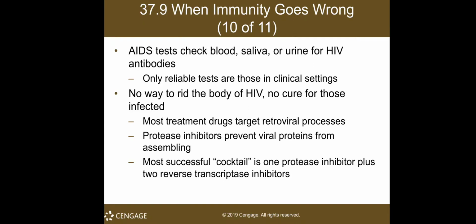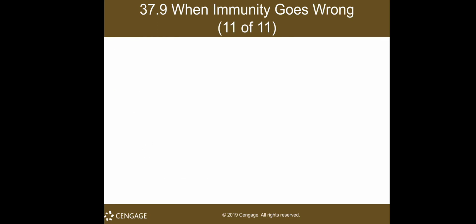Most treatment drugs target the retroviral process of multiplying inside our cells. We have protease inhibitors that prevent viral proteins from assembling. That's one of the drugs. So far, it's not that we are completely helpless. We are still in the process of developing antiviral drugs. The most successful cocktail is one protease inhibitor plus two reverse transcriptase inhibitors. These are newly developed drugs that target enzymes inside the cell. One way to increase effectivity is delivering the proper treatment to the proper cell, because HIV is inside our own body cells.